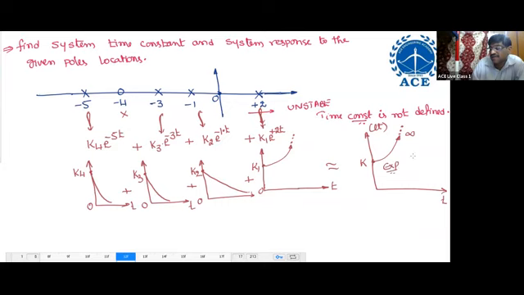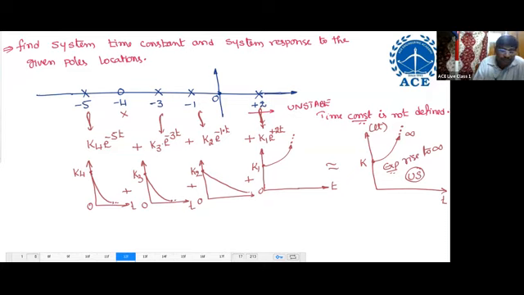Exponential rise to infinity. System is unstable. Okay, that means what is the conclusion? Even one pole in the right. So even with one pole in the right, there may be many poles in the left hand side, the system response is exponential rise to infinity.